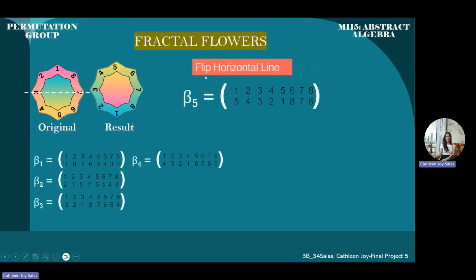Next, we have flip horizontal line. So let beta sub 5 be the permutation of this group. So we have 1 is to 5. 2 is to 4. 3 is to 3. 4 is to 2. 5 is to 1. 6 is to 8. 7 is to 7. 8 is to 6.